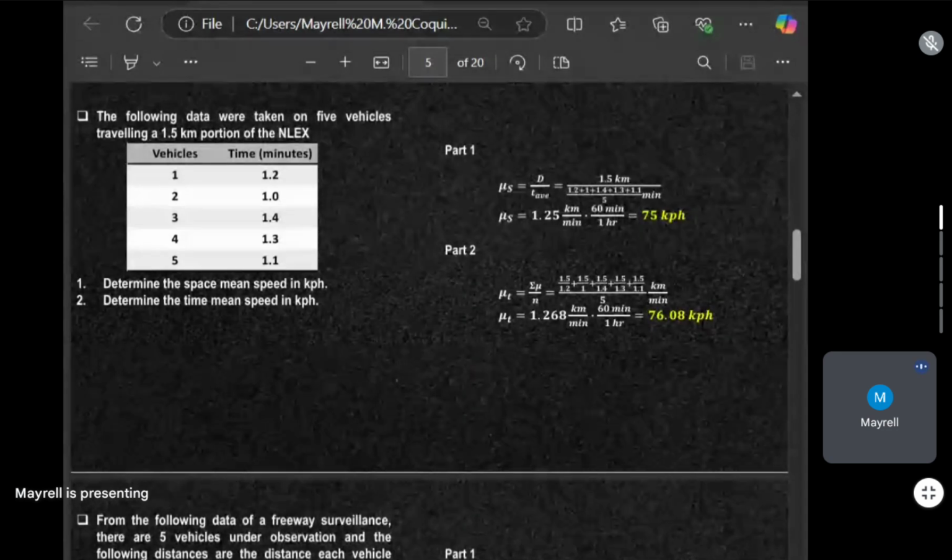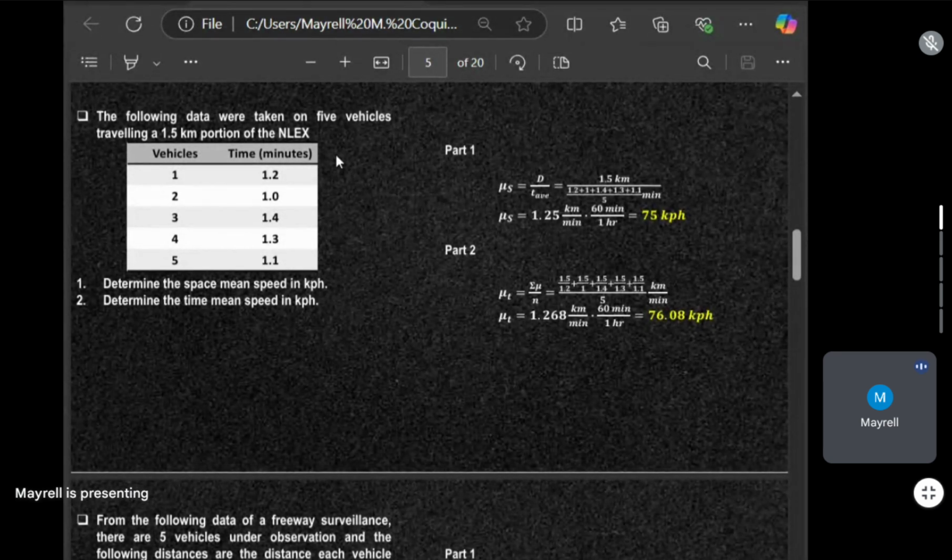So first example, the following data were taken on 5 vehicles traveling a 1.5 kilometer portion of the NLEX. So you have vehicles 1 to 5. Then the time of travel of every vehicle: 1.2 minutes for vehicle 1, 1 minute for vehicle 2, 1.4 minutes for vehicle 3, 1.3 minutes for vehicle 4, 1.4 minutes for vehicle 5. So determine the space mean speed in kph and determine the time mean speed in kph.